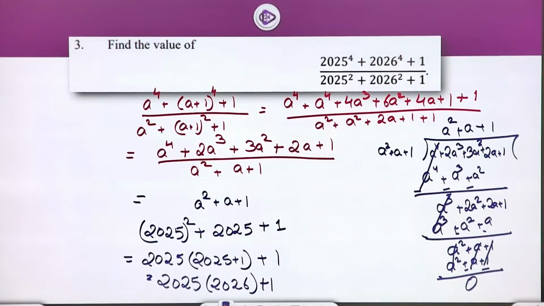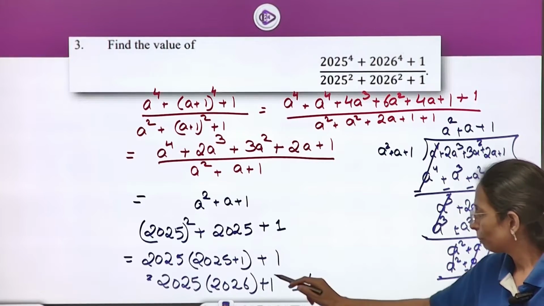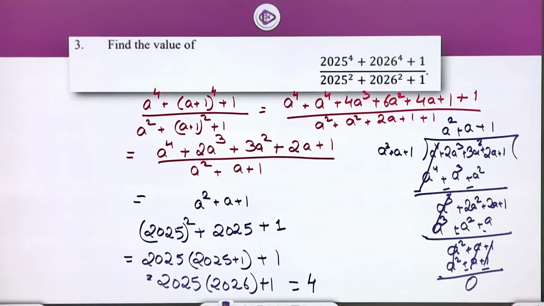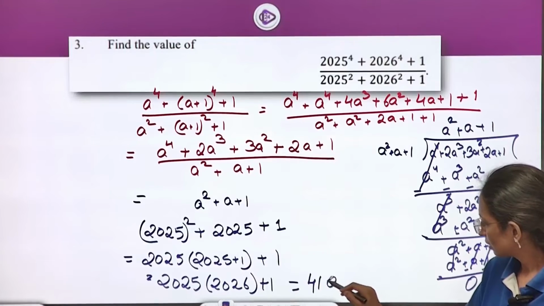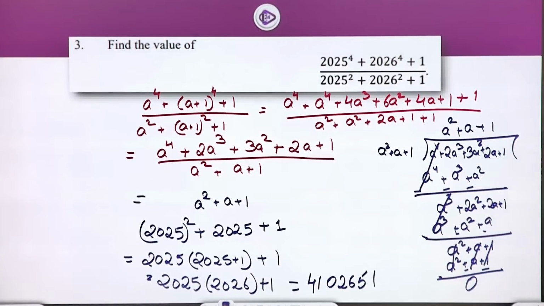So my final answer is, when we multiply 2025 and 2026 and add 1, we will be getting 41,02,651. This is my final answer.